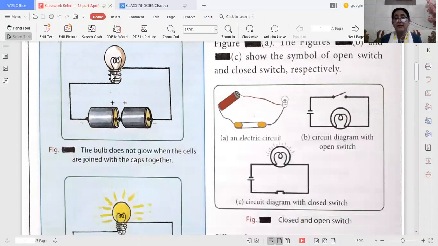Now you can see here in the diagram. The first one is showing the open switch. And in the second, you can see the closed switch. So you can see here it is a complete circuit because the switch is closed. And here this is the incomplete circuit. It is broken here due to the open switch.